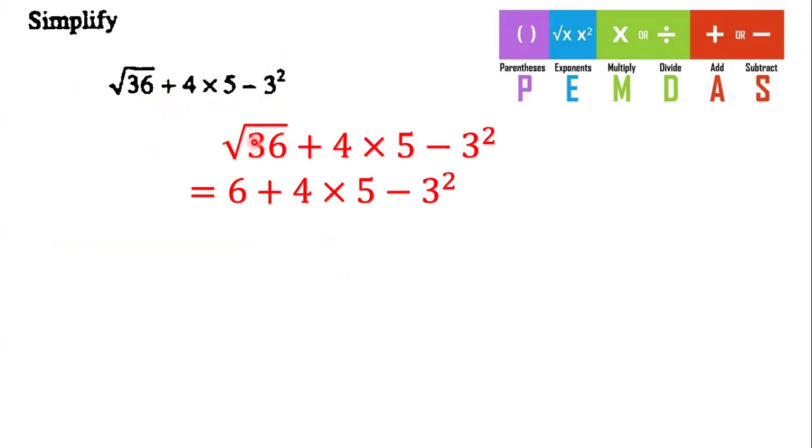We do the square root of 36. So that's going to be 6. So we put that down because the square root of 36 is 6. We put the plus sign down as well. Write this down for me, please.